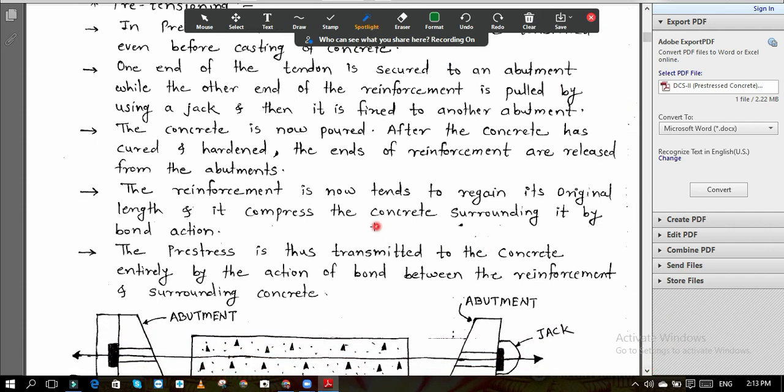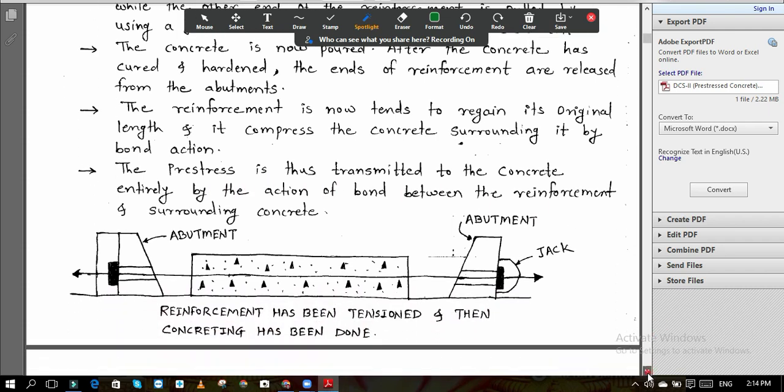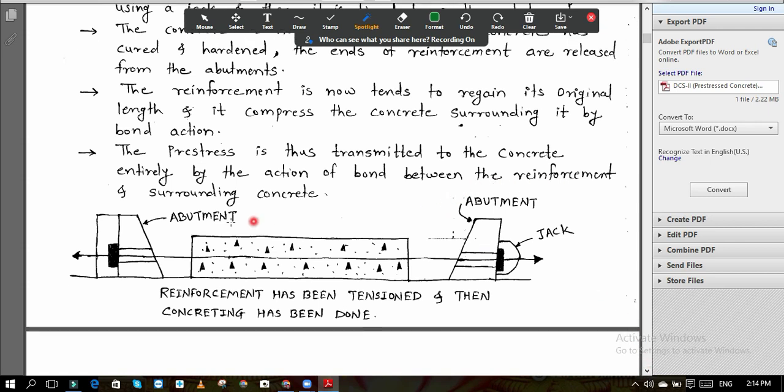Then the next point is that the pre-stress is thus transmitted to the concrete entirely by the action of bond between the reinforcement and surrounding concrete. In this way, this pre-stressing force is transferred.